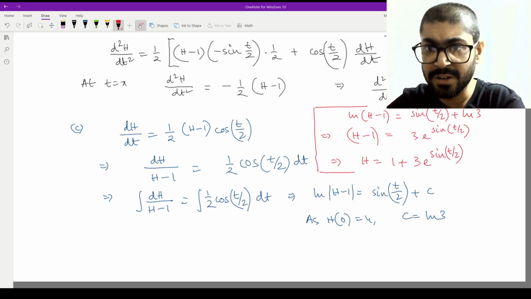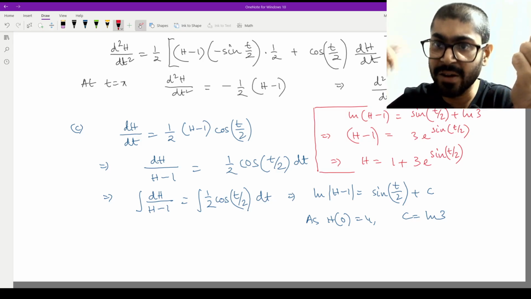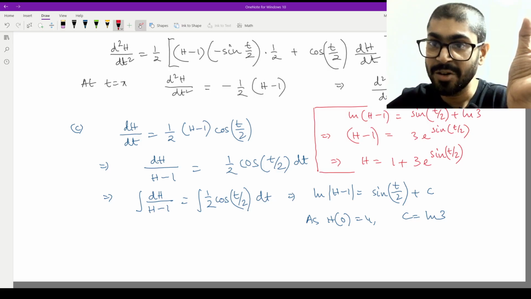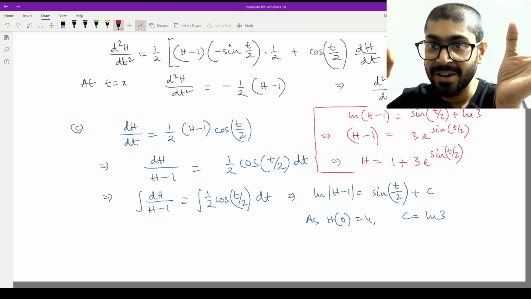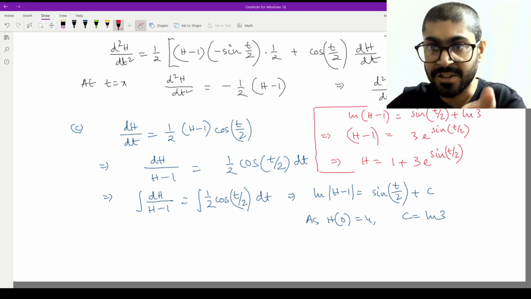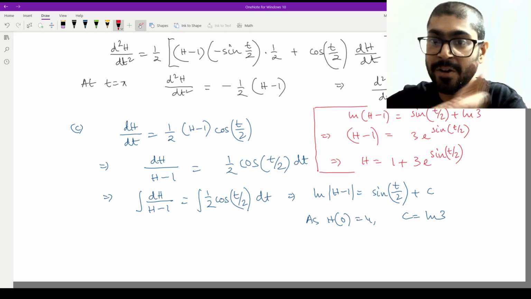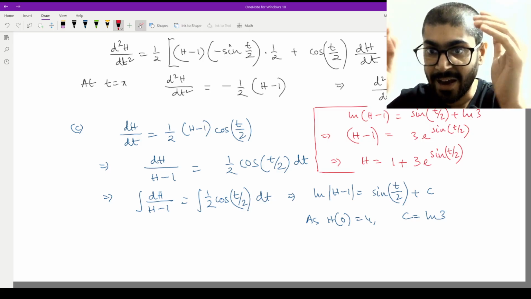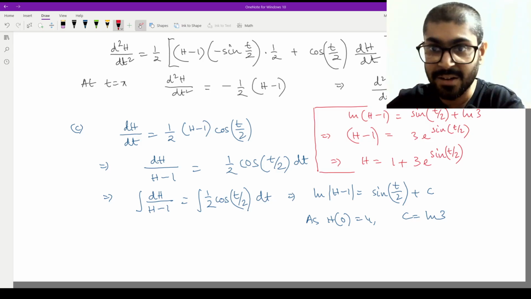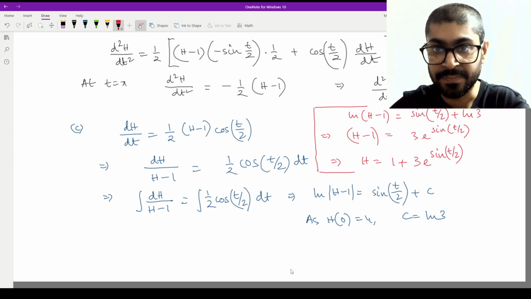So we remove the modulus and we had e to the power, we have ln this side, so h minus 1 became e to the power sine t by 2 plus ln 3. Now I can separate this out, which means e to the power sine t by 2 into e to the power ln 3. e to the power ln 3 is just 3, so 3 e to the power sine t by 2. All right, and the minus 1 came to the right hand side, so I get h equal to 1 plus 3 e to the power sine t by 2.